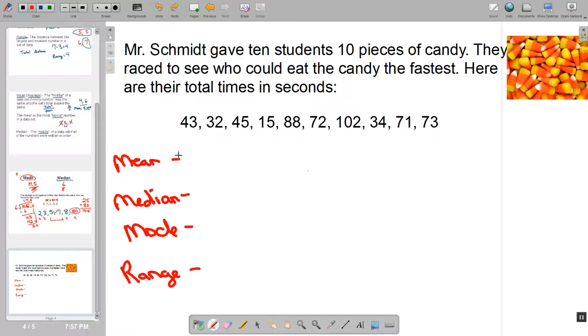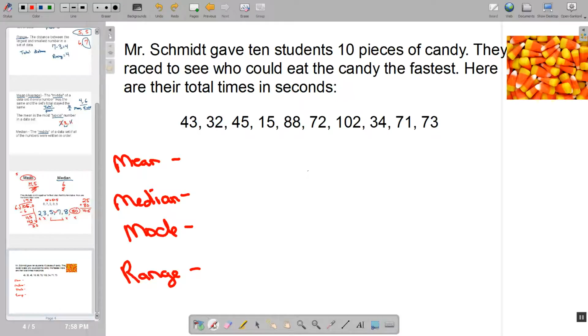So let's look at the story problem here. It says Mr. Schmidt gave 10 students 10 pieces of candy, which he's a really nice guy, but the candy's caramel corn, which is like the worst candy ever, so not really that nice. Then the students raced to see who could eat the candy the fastest. And here are their total times in seconds, and it's asking us to find the mean, median, mode, and range of this set of data.